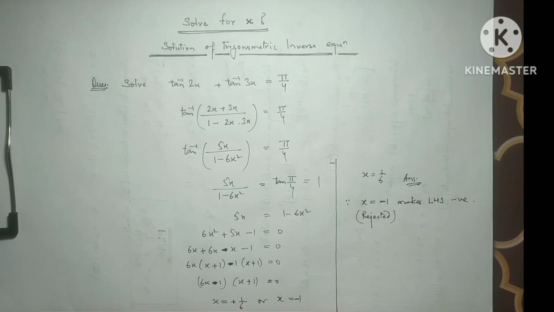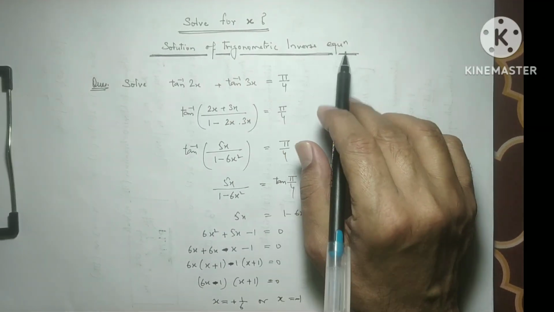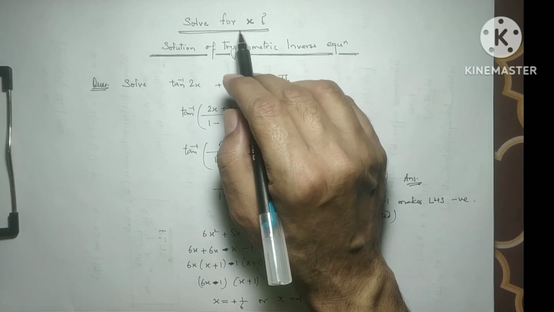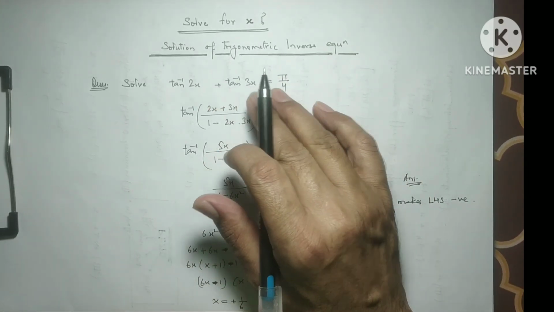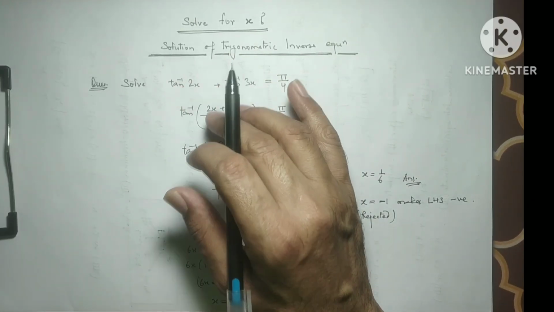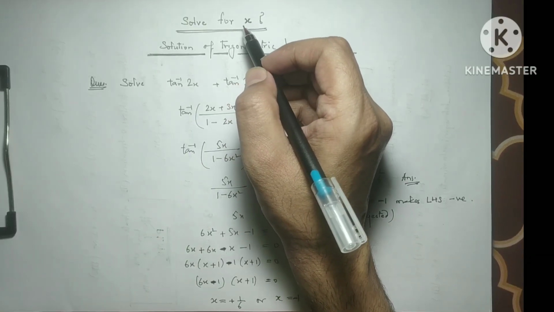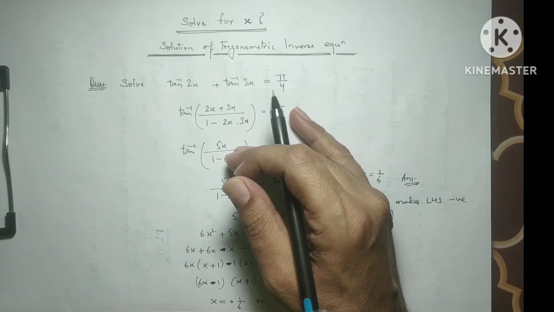So we are taking the topic solution of trigonometric inverse equations. Right now we will solve these equations, and we have an unknown term x. We will solve this equation using the left hand side and right hand side, the complete equation, and after solving we will get the value of x. So how to solve the questions of trigonometric inverse equations?